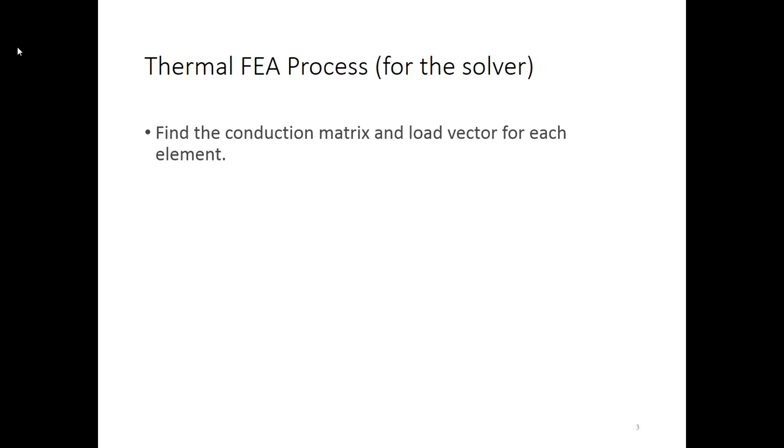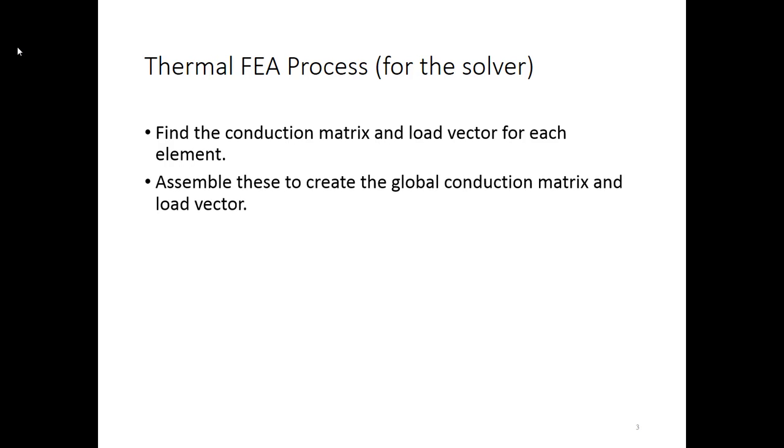Let's take a look at the solution process for thermal FEA. In other words, what happens when you click Run on a thermal model? Turns out this process is very similar to what we have in stress analysis. First off, you determine the elemental properties, those matrices, so the conduction matrix and the load vector for each of your elements. Then you have an assembly process. You assemble all of the conduction matrices for each element to get a global conduction matrix, and you assemble the element load vectors together with the point loads to get a global load vector.